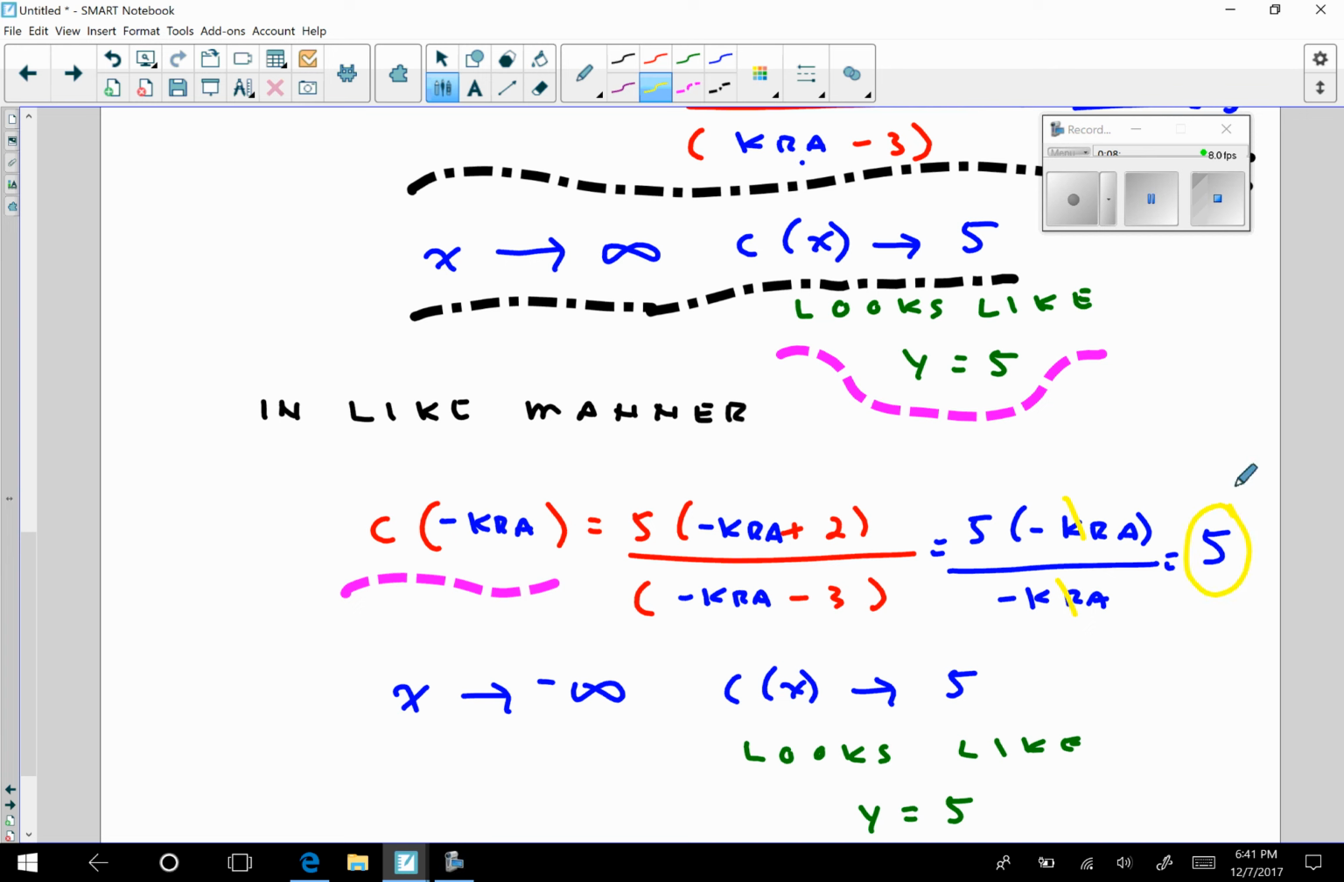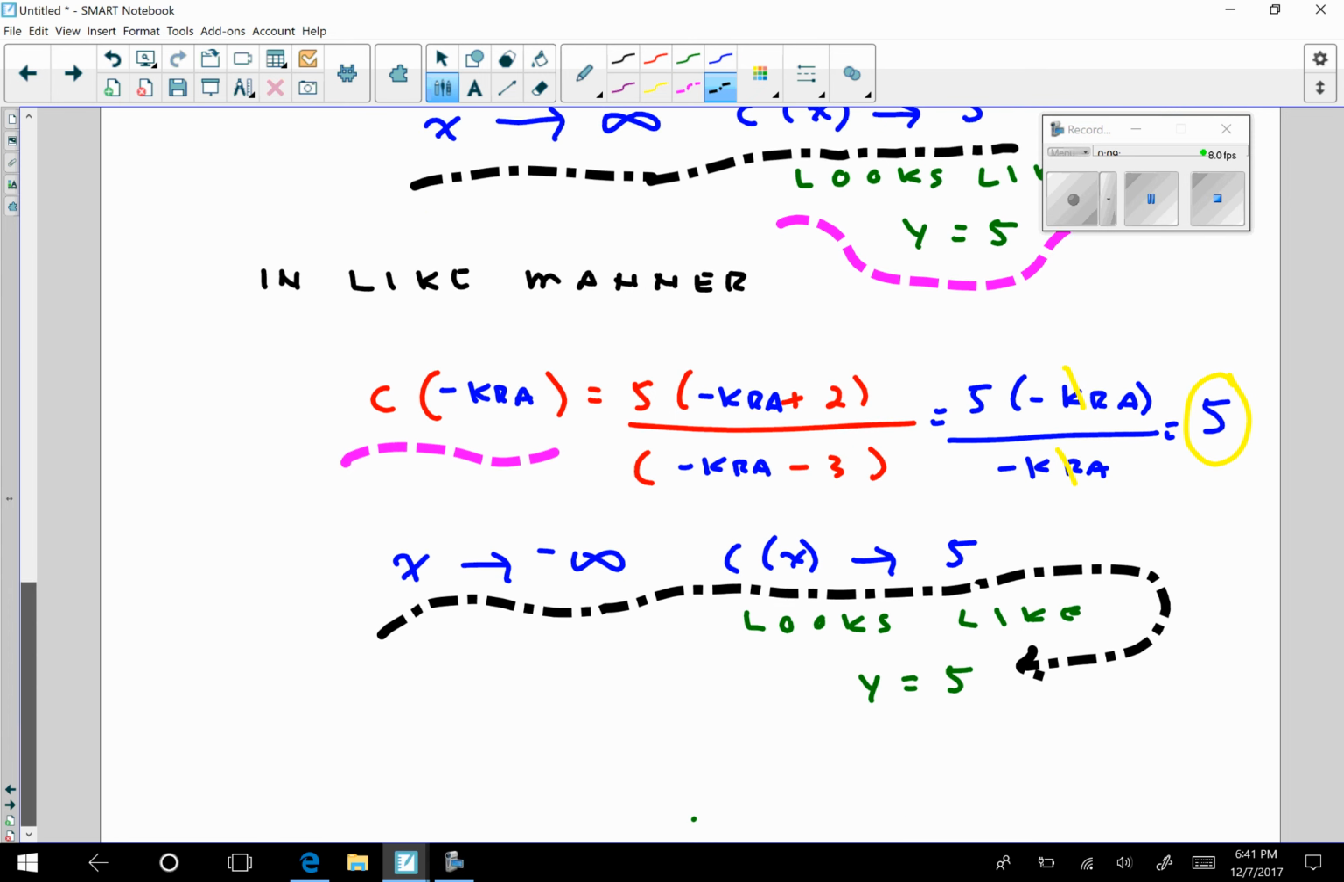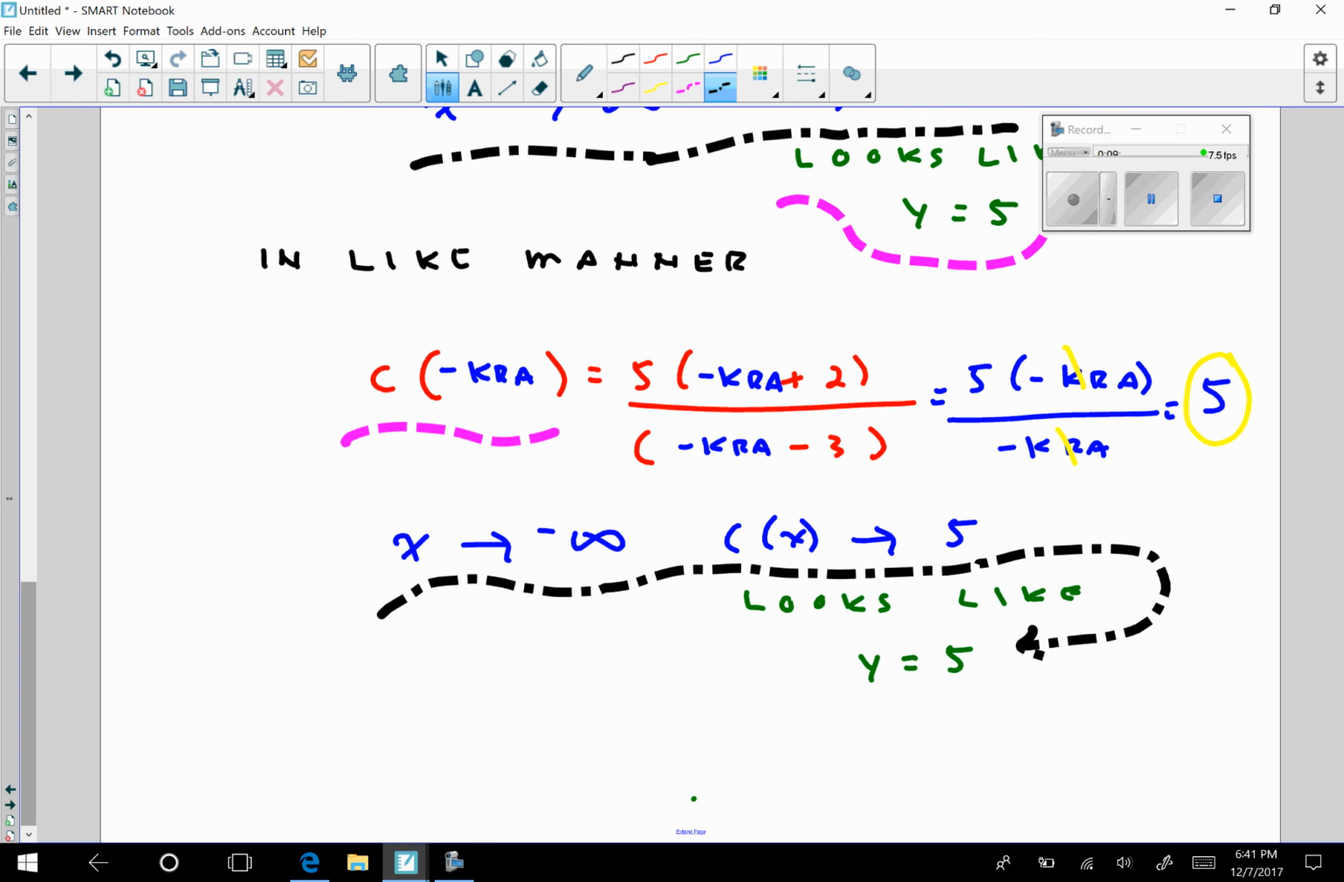What does that tell me? That tells me that as x goes to negative infinity, c of x is going to go to 5. What does that mean? That means that c of x, when x goes to negative infinity, is going to look like the constant function y equals 5. Tremendous information.